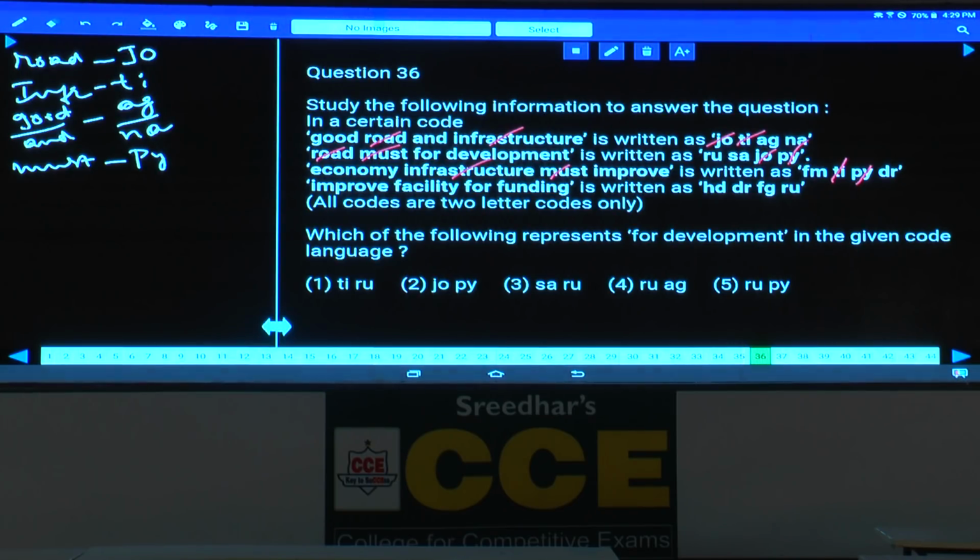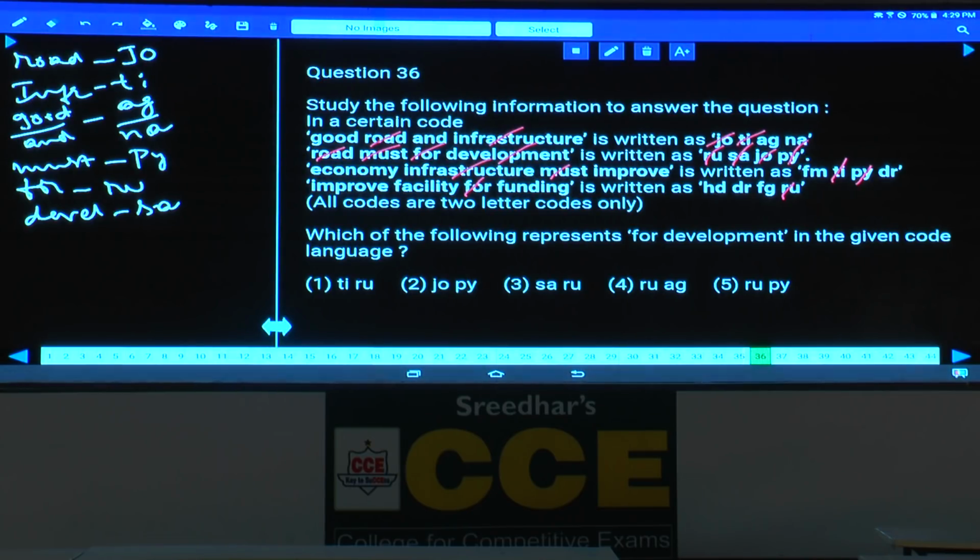Next one, compare for development, the second and the fourth. For is the word which is common, and in RUSA, RU is common, hence for is RU. If for is RU, now in the second one development is left over, and the code for development is SA. Now we can determine the codes for all four words in statement 2.